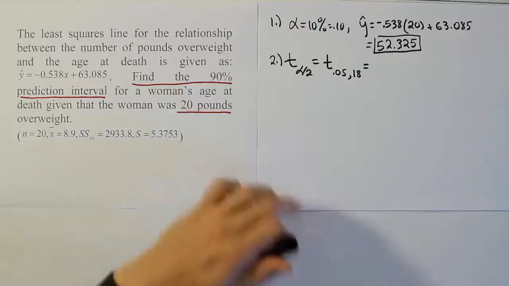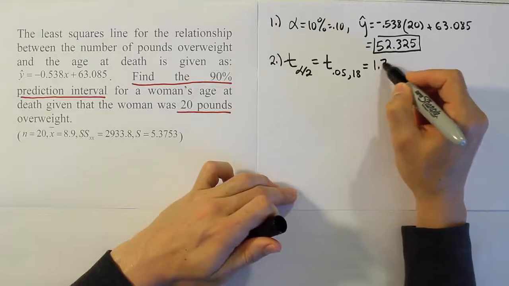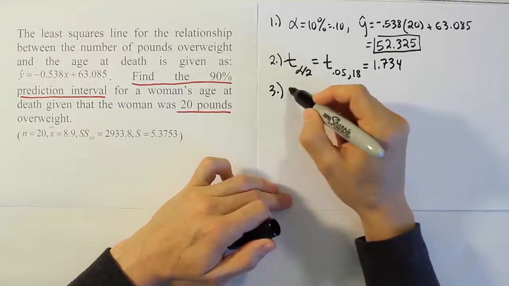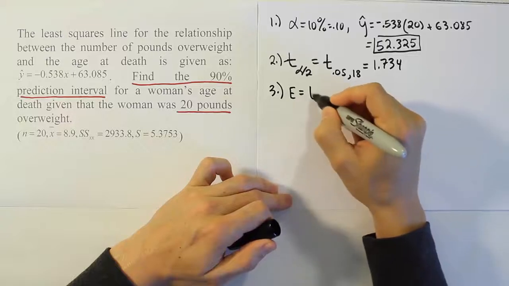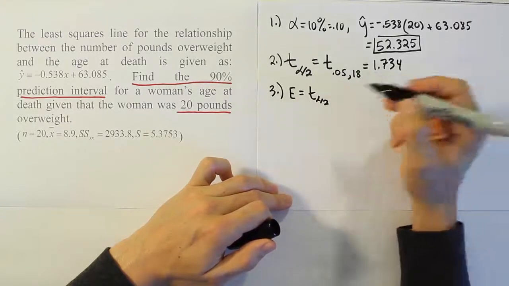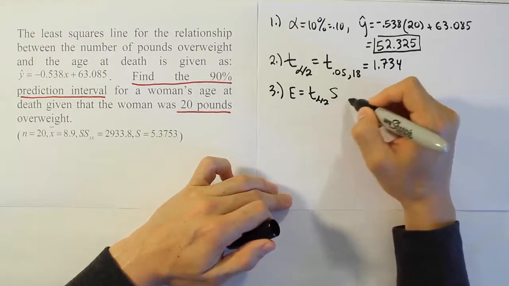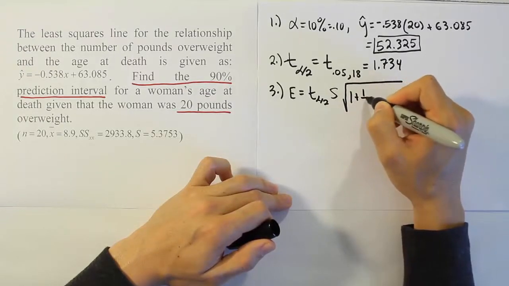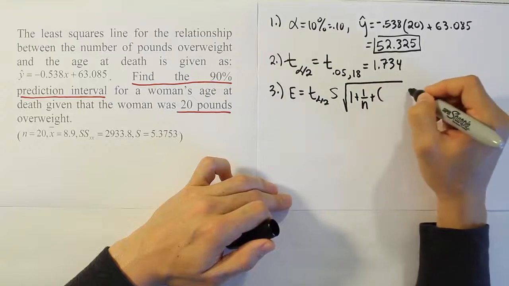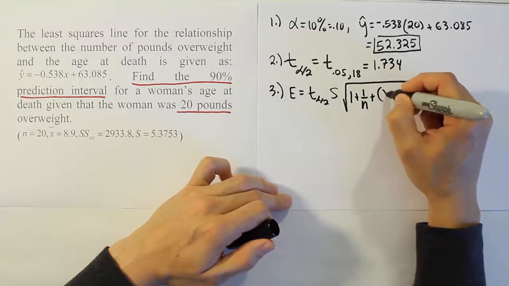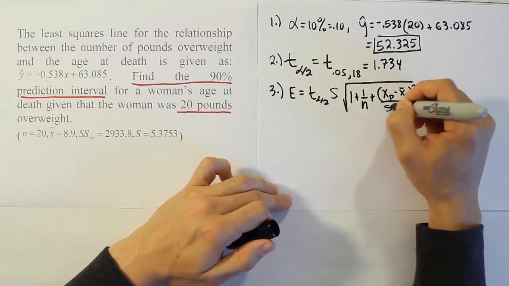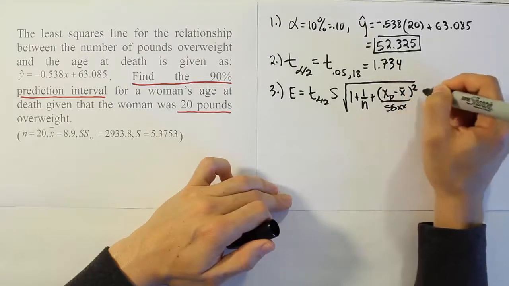Okay, so our critical value is 1.734. Now let's take that and use it to help us calculate the margin of error. The margin of error is t alpha over 2 times s times the square root of 1 plus 1 over n plus the following fraction. The fraction will be (xp minus x bar) quantity squared over the sum of squares for the x's.